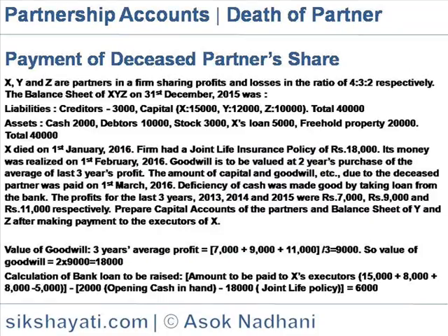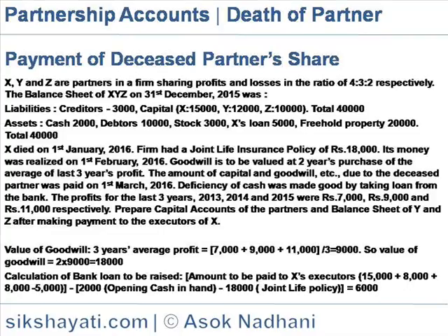Payment of deceased partner's share. X, Y and Z are partners in the firm sharing profit and loss in the ratio of 4:3:2 respectively. The balance sheet of XYZ on 31st December 2016 was: liabilities, creditors 3,000, capital X 15,000, Y 12,000 and Z 10,000.